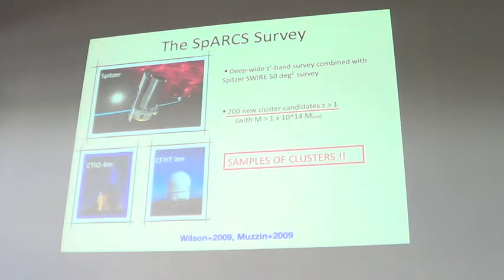We use infrared detection to find our clusters, and we combine Z-band optical imaging with infrared imaging from Spitzer. We have a 50 square degree survey, and we found about 200 new cluster candidates above redshift 1. So that's great. We've got now some samples of clusters to follow up and study. And you want samples. You don't just want one cluster because one cluster might be atypical in some way or another.